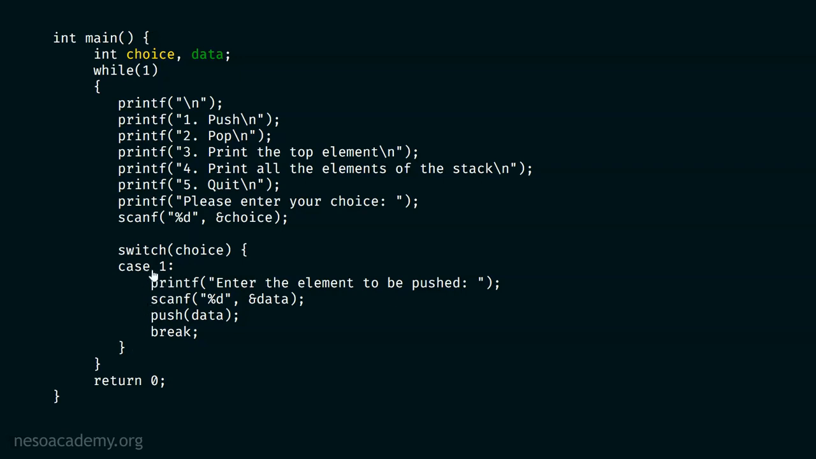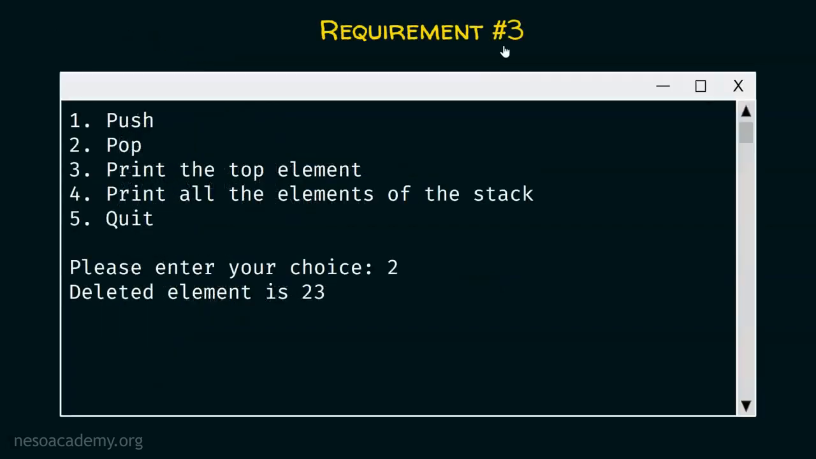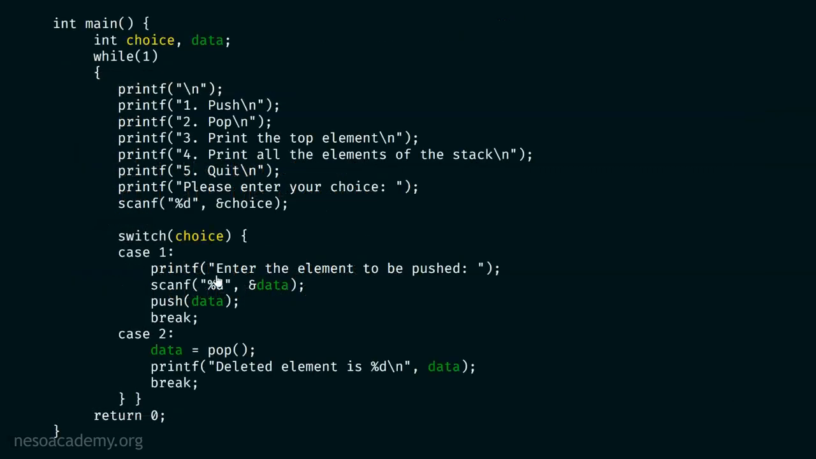Case 1 is asking the user to enter the element to be pushed. If the user has entered 1, this means that the user wants to push an element. That's why this step is required. It might be possible that the user has entered 2. Then in that case, this message must get printed on the screen, that is, deleted element is 23. Right? So this is case 2. This is how it looks.